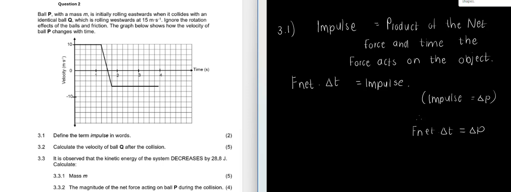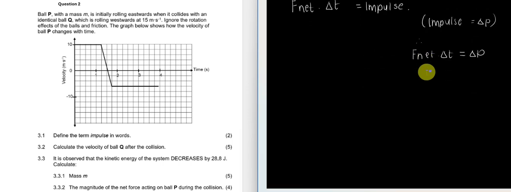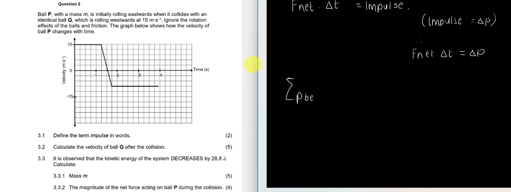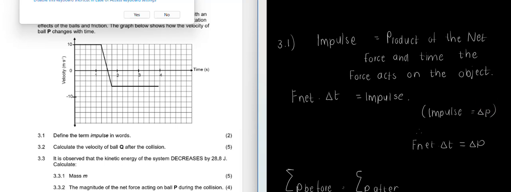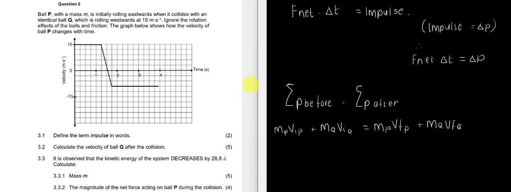Now, guys, we must calculate the velocity of ball Q after the collision. So then I do the same. Let's start with the sum of momentum before equals the sum of momentum after the collision. So we have the mass of P, the initial velocity of P, plus the mass of Q and the initial velocity of Q. Then we have our mass of P, final velocity of P, plus mass of Q, final velocity of Q. So the mass of P is m.